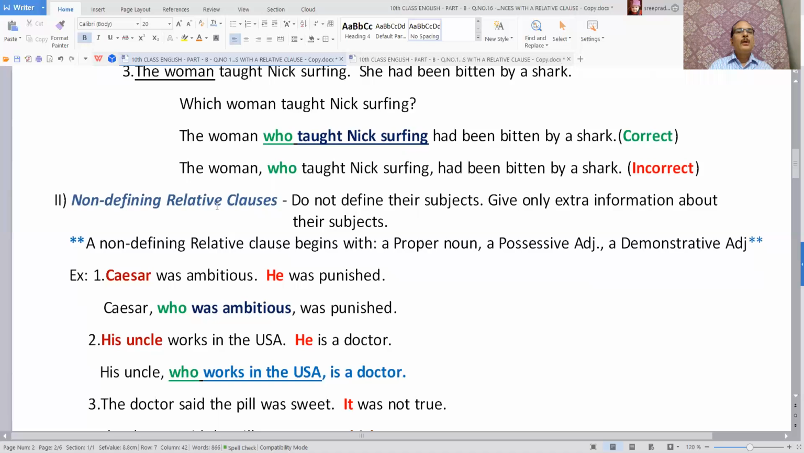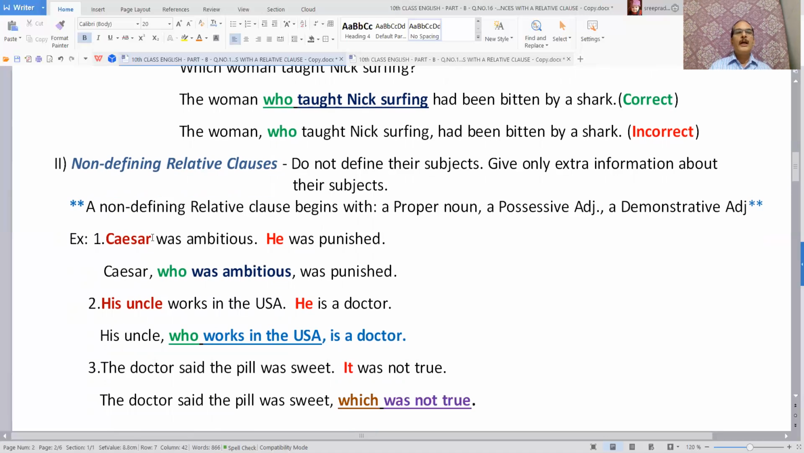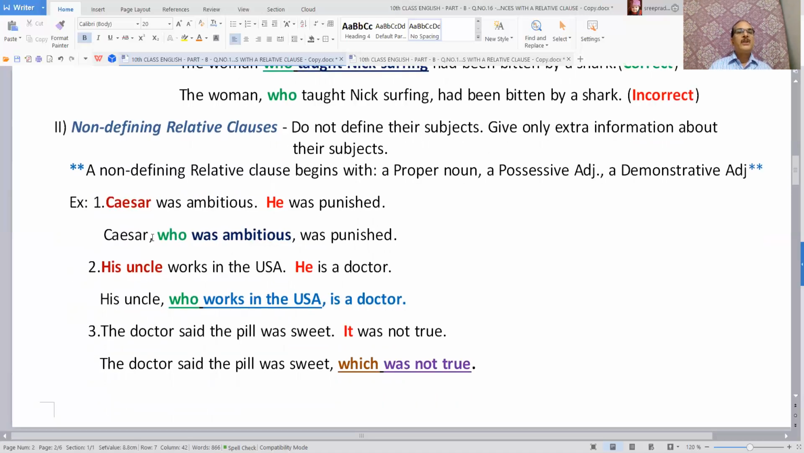Now let us go to non-defining relative clauses. These non-defining relative clauses do not define their subjects. They just give extra information, as we have already seen in the previous examples. A non-defining relative clause begins with a proper noun, a possessive adjective, or a demonstrative adjective. See, it is easier to identify non-defining relative clauses or adjective clauses. How? Because they usually begin with a proper noun, a possessive adjective, or a demonstrative adjective. Let us discuss some examples here.